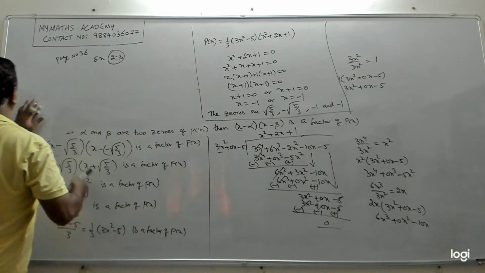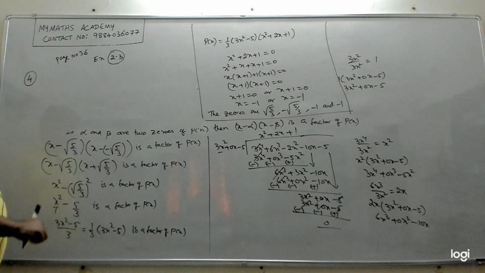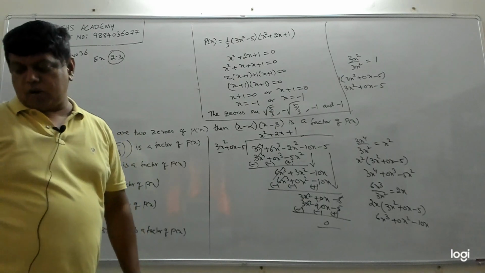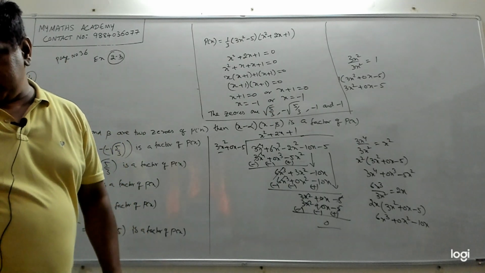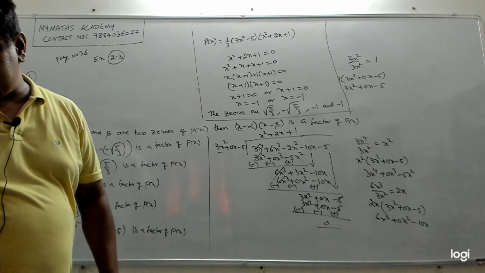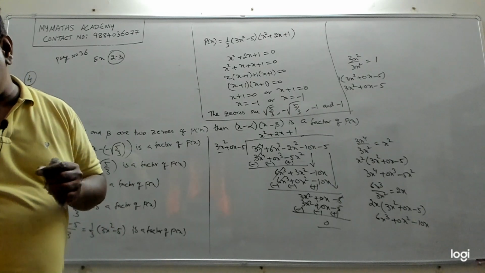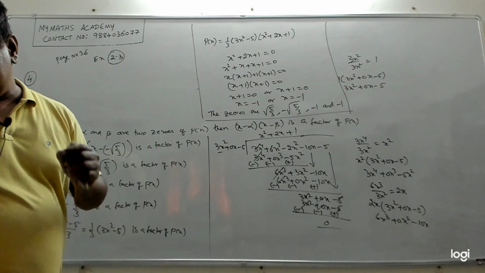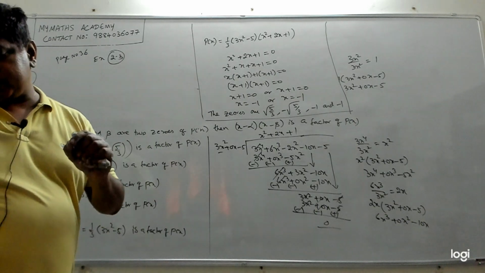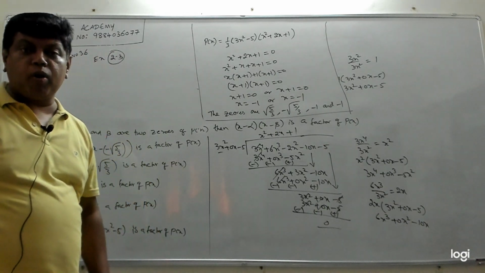We'll do the fourth problem. So what is the fourth problem? Fourth problem is we have to use the division algorithm. It says, on dividing x cube minus 3x square plus x plus 2 by a polynomial g of x, the quotient and remainders were x minus 2 and minus 2x plus 4 respectively. Find g of x. Then find the polynomial g of x.